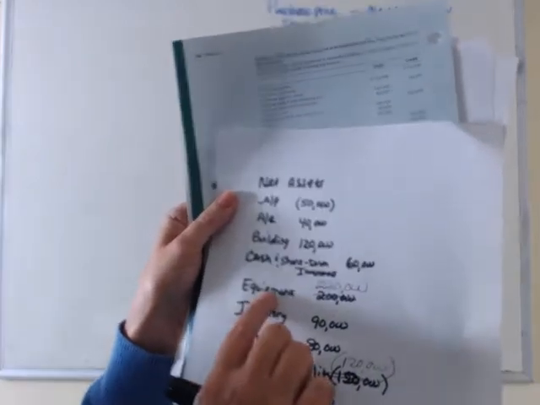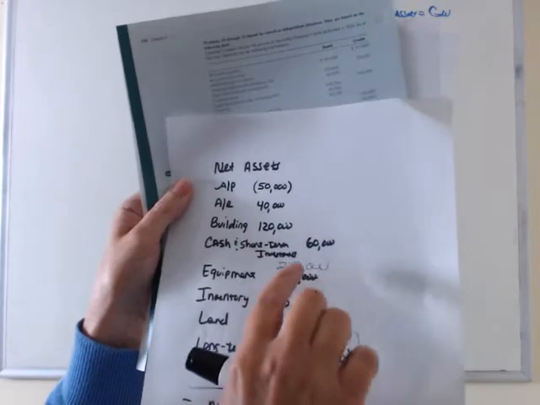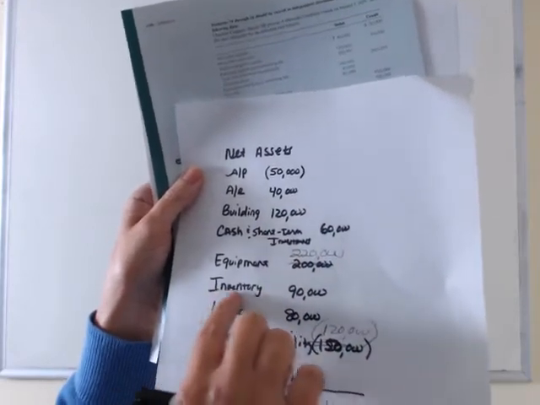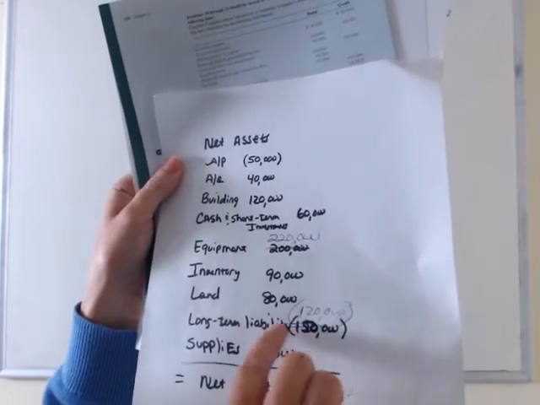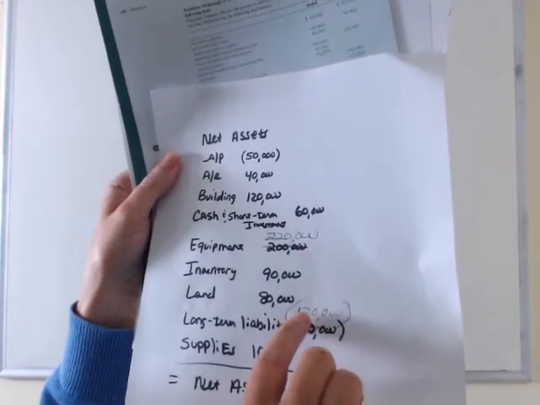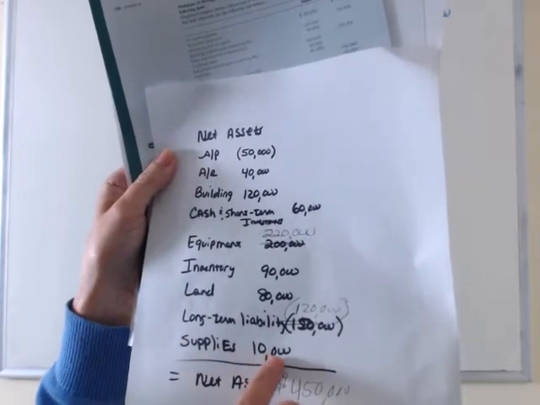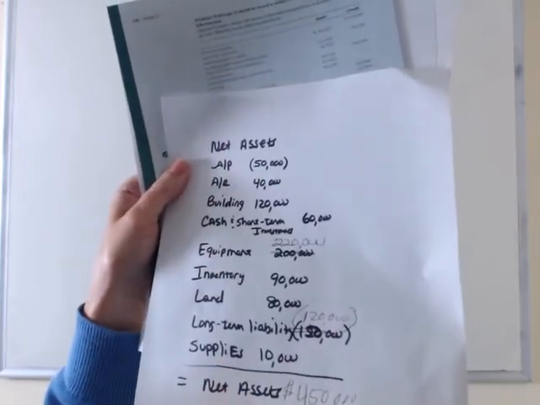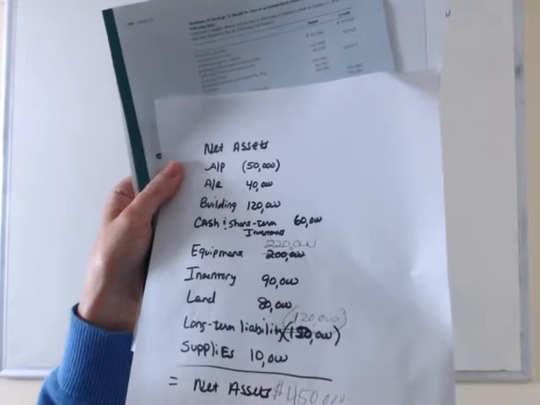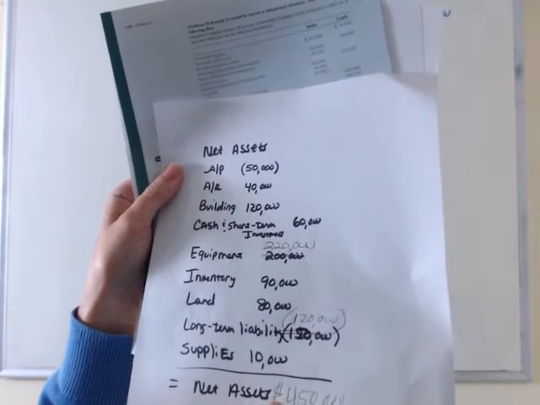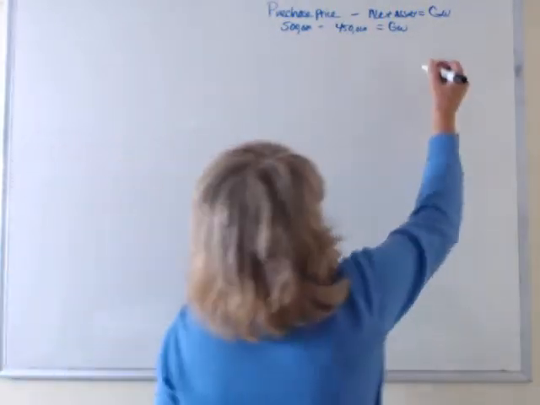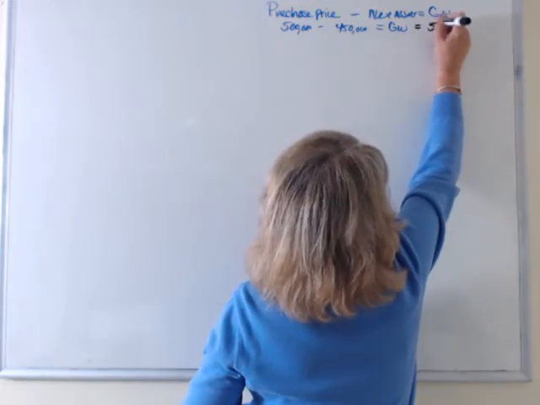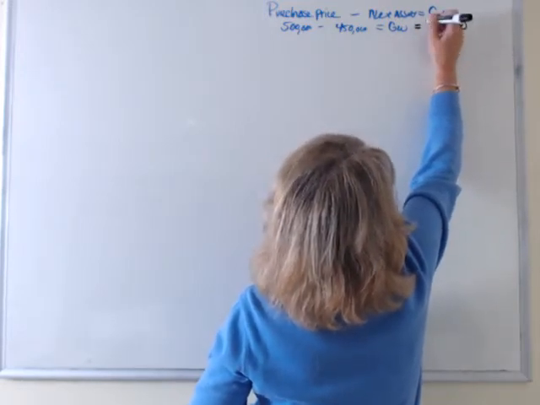Then equipment. Notice I crossed off my original value. It's now 220. Next I list inventory, land, long-term liabilities. I crossed off the original 150 and changed that to 120. I've got supplies, and then I total down. I add my positives and negatives. My net assets are 450. Next, I'm going to figure out my goodwill. I take 500 minus 450, and that gives me $50,000 for goodwill.